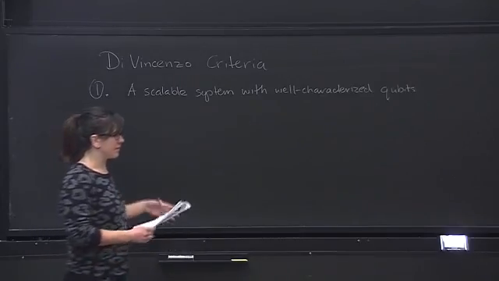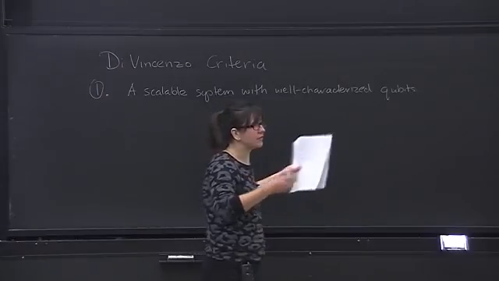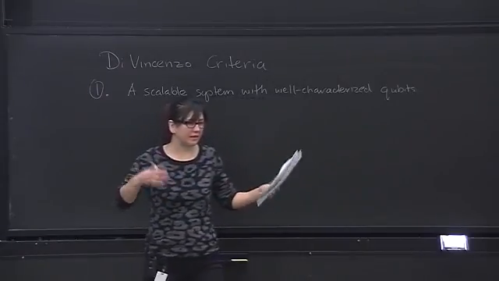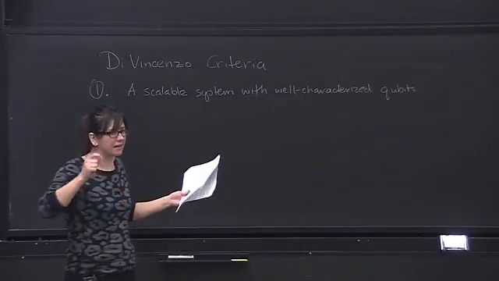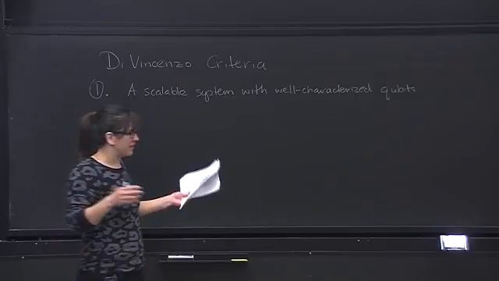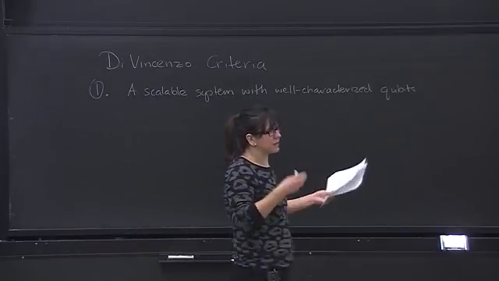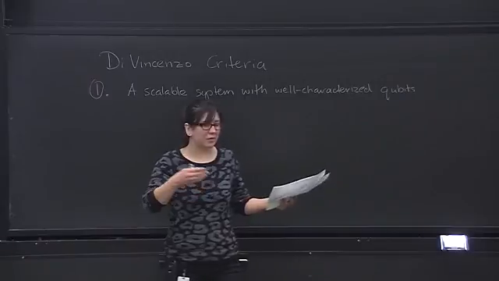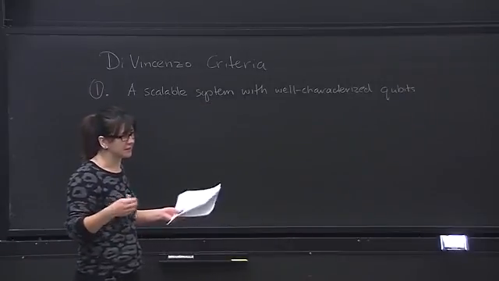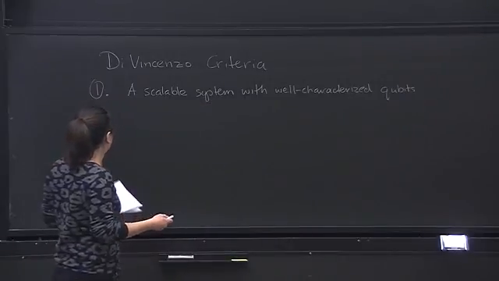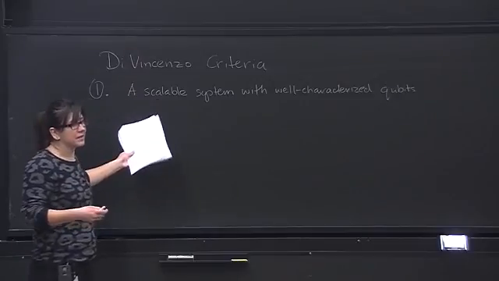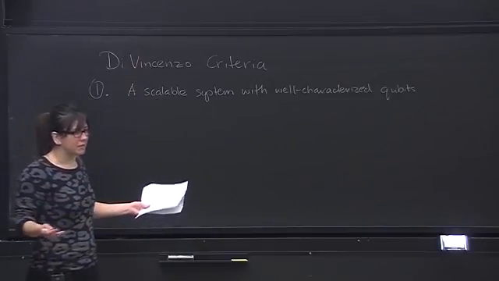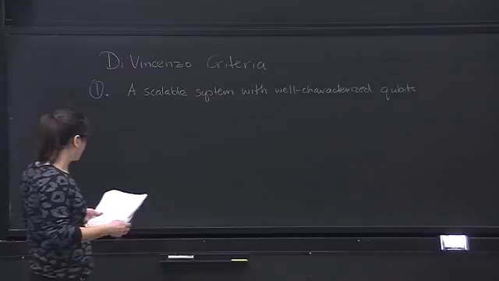You can imagine some sort of machine that creates qubits and makes many of them, but they're all slightly different. And if they're not well characterized, or if they're not all the same, then it's going to be very challenging to do something with that. And we also want it to be scalable, which means that we want to be able to make lots of these qubits. Just one is not going to be enough.